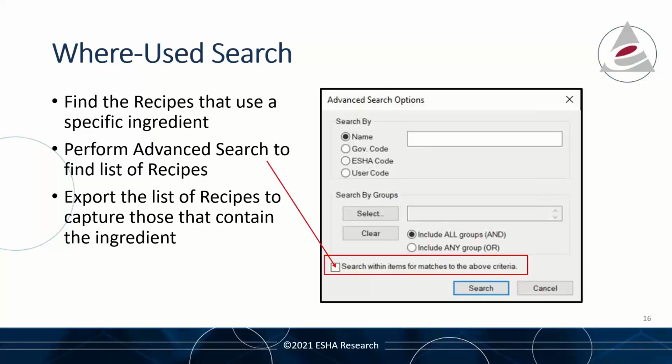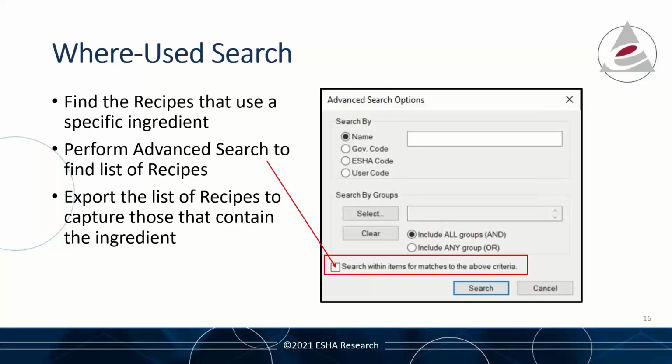But with recipes in addition, if you want to find the recipes that contain a specific ingredient, you can perform a where used search. So from the advanced search button and window, check the box for search within items for matches to the above criteria. So that's show me what matches all of the filters, the name and the other selections that I've made here in this advanced search. And once you perform that search, you'll have a list of items that contain a specific ingredient, the one that you searched for.